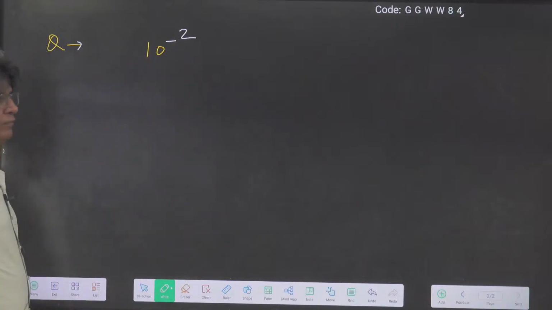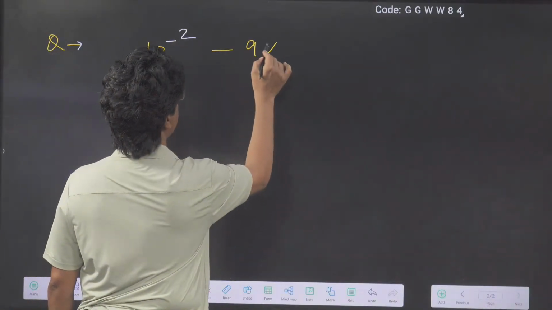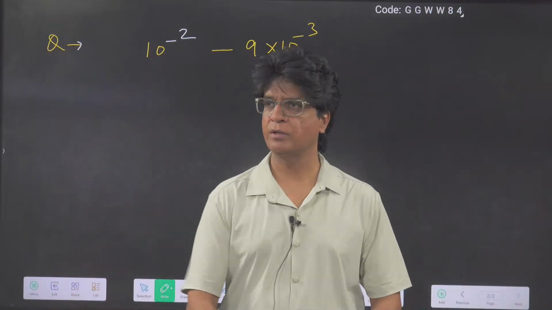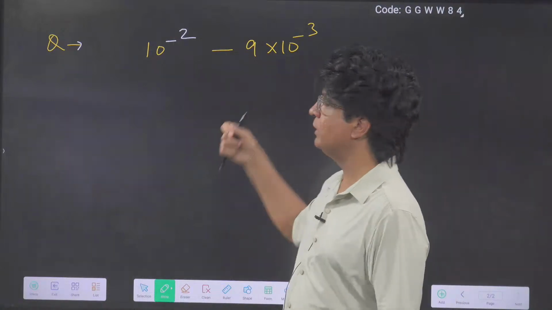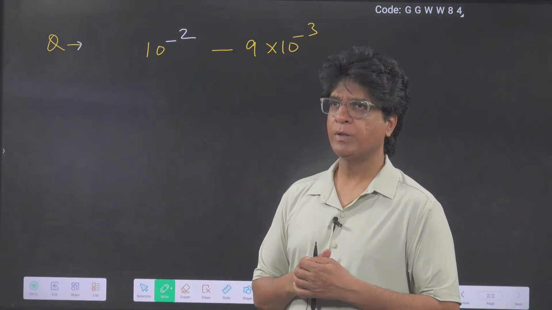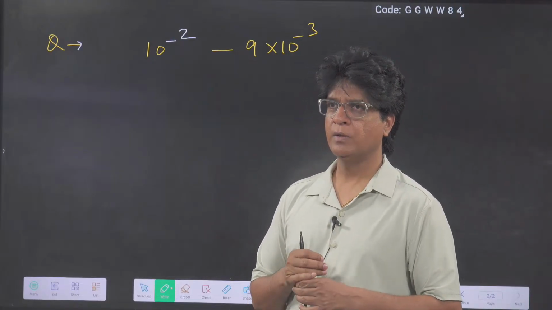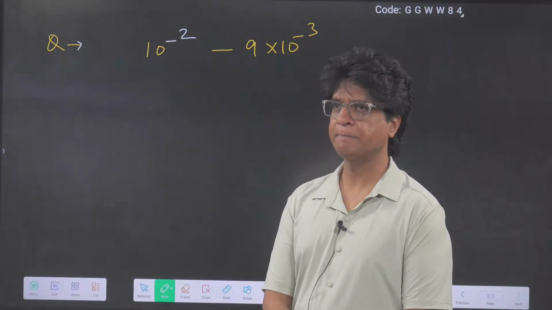10 to the power of minus 2 minus 9 into 10 to the power of minus 3. How much will this be? How will you solve it? You might need all these kinds of calculations in ionic equilibrium specifically, so prepare yourself for those kinds of calculations. 10 to the power of minus 2 minus 9 into 10 to the power of minus 3.